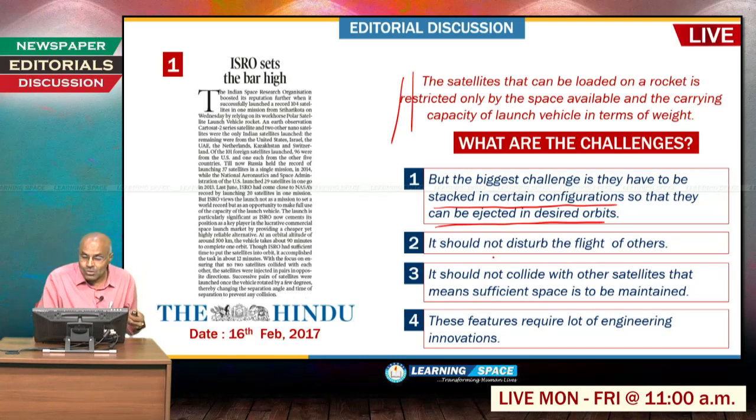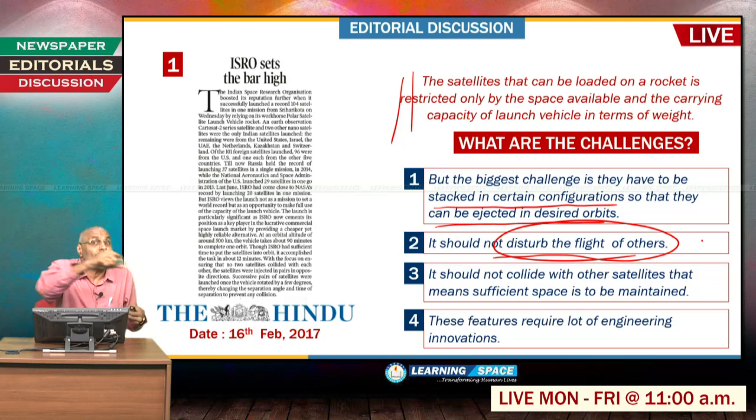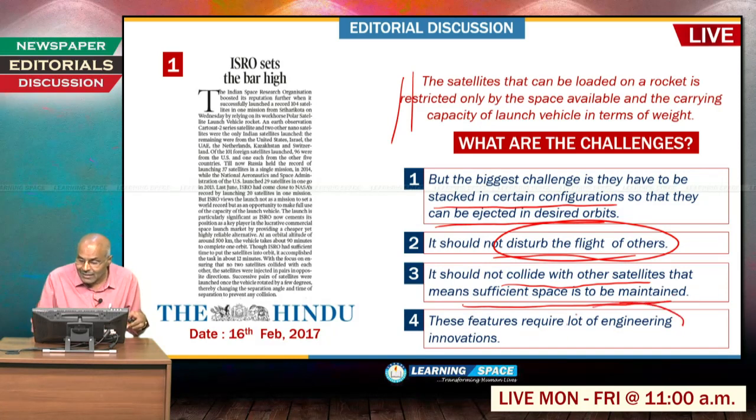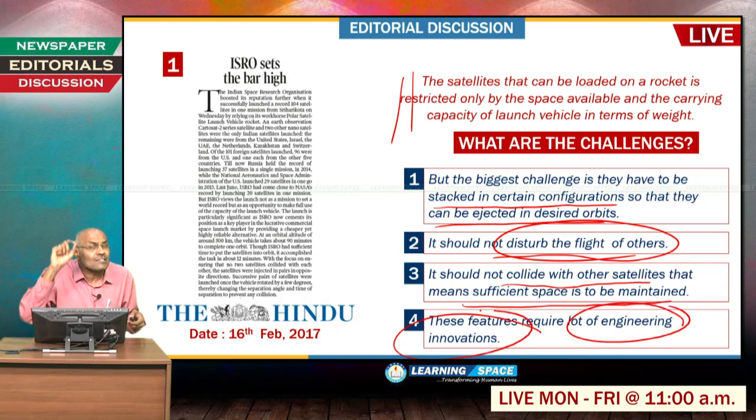If you look at it, it should not disturb the flight of others. When you are launching 104 satellites, it should not disturb the flight of others. There should be sufficient gap. Yesterday, in almost a span of 10 to 12 minutes, all 104 satellites were ejected out of the rocket. So, that has so many complications. It should not collide with other satellites. That means sufficient space is to be maintained, and it requires a lot of engineering innovation. It is not a simple affair. So, these are the challenges involved in launching these many satellites in sun synchronous orbit, right.